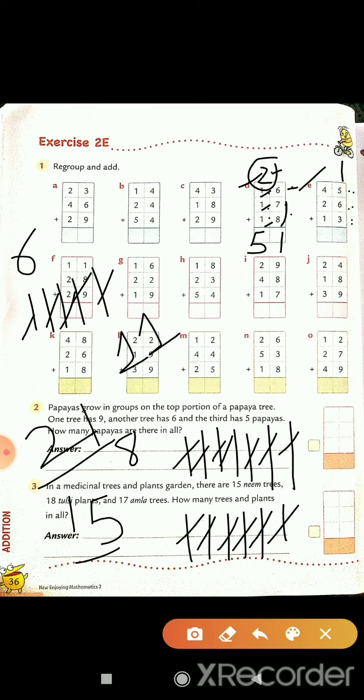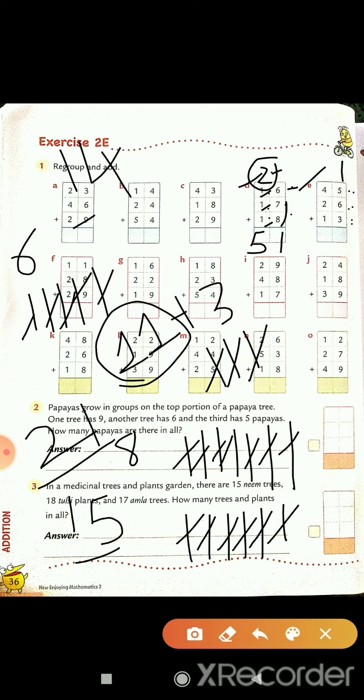Our answer is 11. Now we have to add 3 more. So we will count forward 3 times. What comes after 11? 12, 13 and 14. So our answer is 14. And we can regroup 14 as 1 ten and 4 ones. So we have to write 4 at the place of ones and we have to carry 1 to the tens column. Now we have to add the tens.